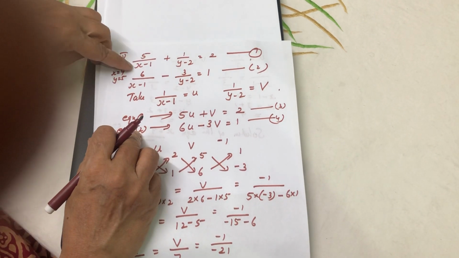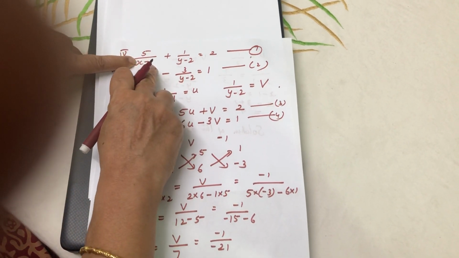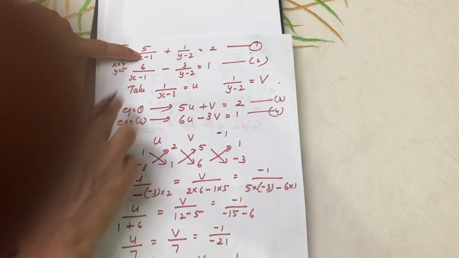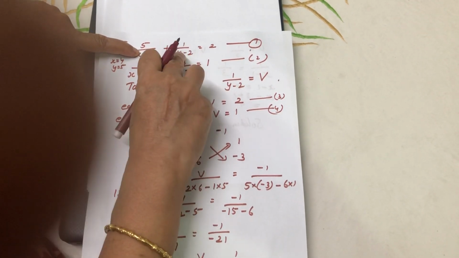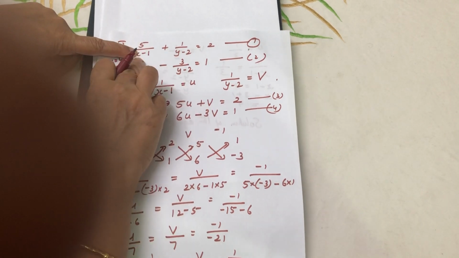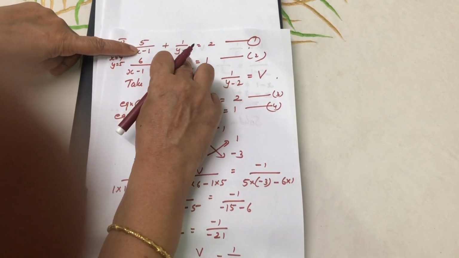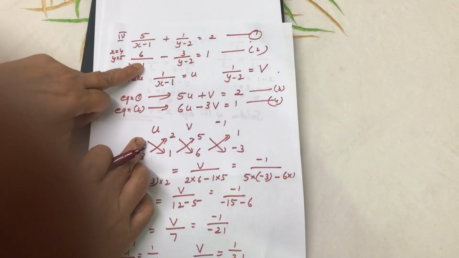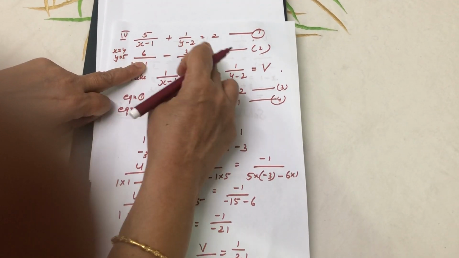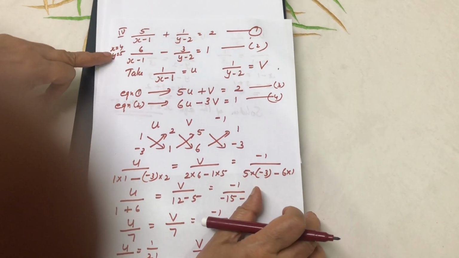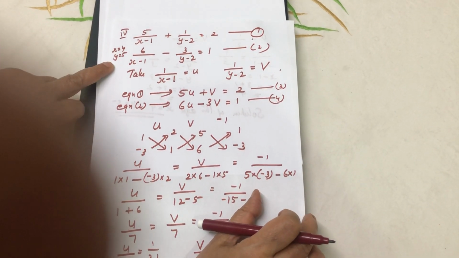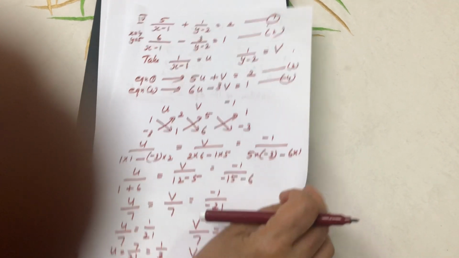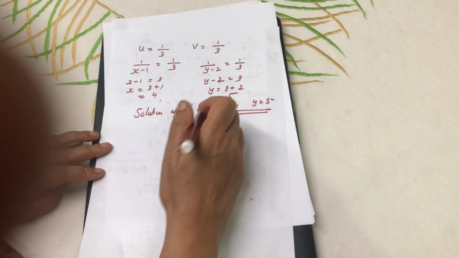Substitute and see. This is 4 minus 1, which is 3, so 5 by 3. 5 minus 2 is 3. So 5 by 3 plus 1 by 3, that is 6 by 3, which is 2. Similarly, you substitute in the other equation, and there also LHS will be equal to RHS. That means x is equal to 4 and y is equal to 5 satisfies both equations. Therefore, our solution is right.